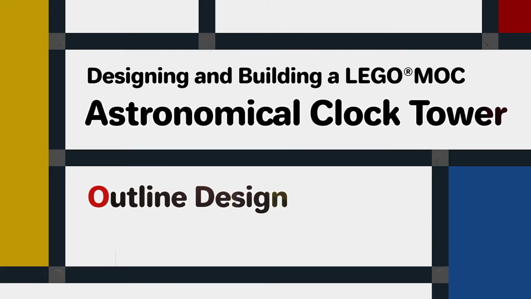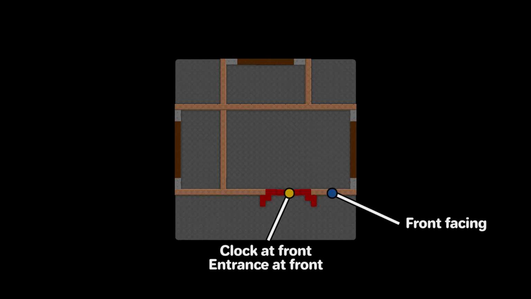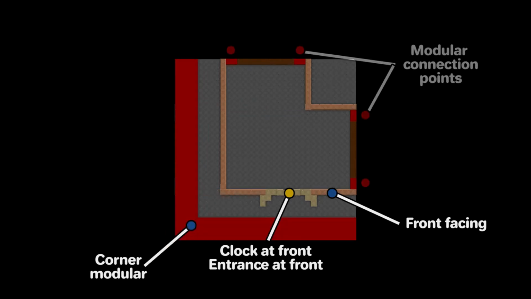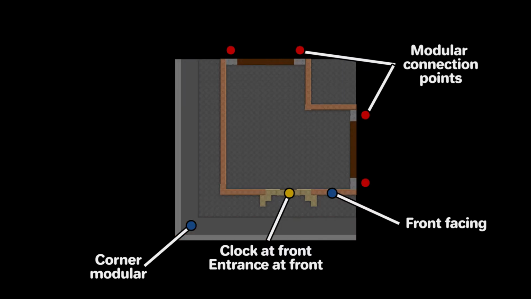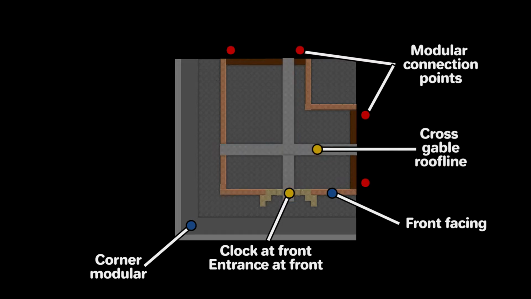So here's a reminder of the outline design for this MOC that I developed in the previous videos in this series. It's going to be based on the Harry Potter clock tower facing the front, with the clock and the entrance also at the front. It's going to be a corner modular building, which means it needs to connect to a modular building at the side here and another one somehow at the back here. The building will keep the cross-gable roofline of the original clock tower.